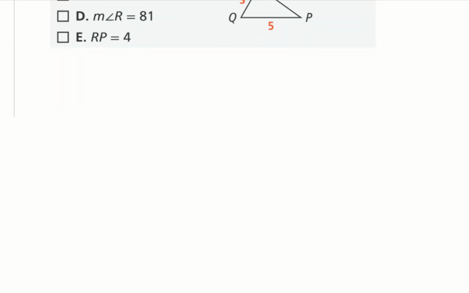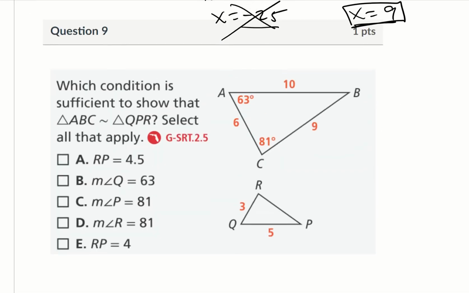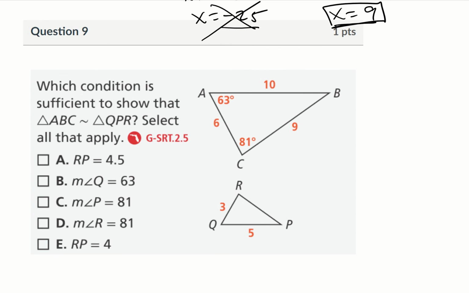All right, so let's look at the final question here. So what condition is sufficient to show that the 2 triangles are similar? And select all that apply. All right, so it says RP is 4.5. So right here, this is 4.5. That's what it says there. So we want to see if that's sufficient. Well, if we know that RP is 4.5, then we can show by SSS that they're similar if we find this out.